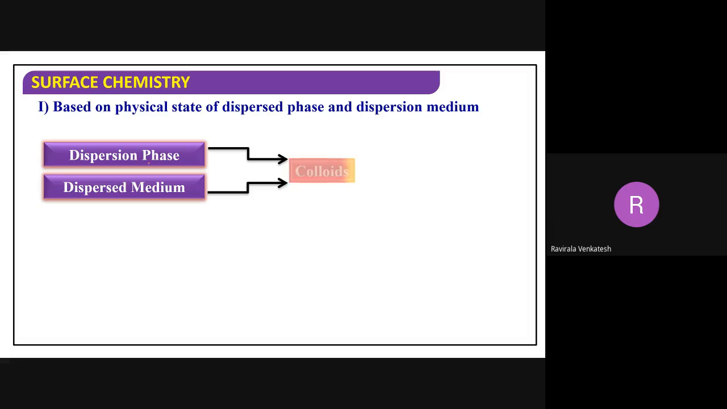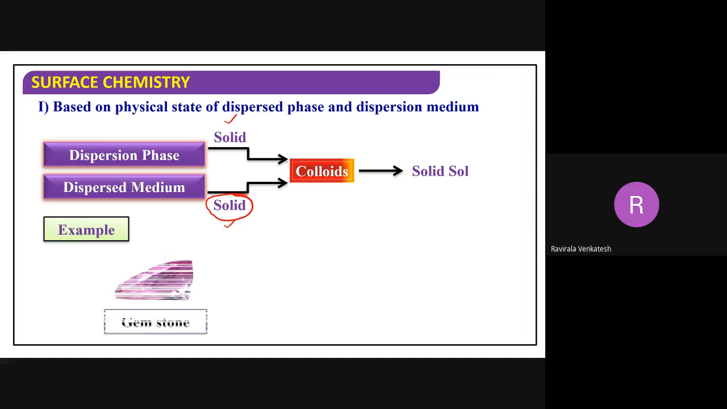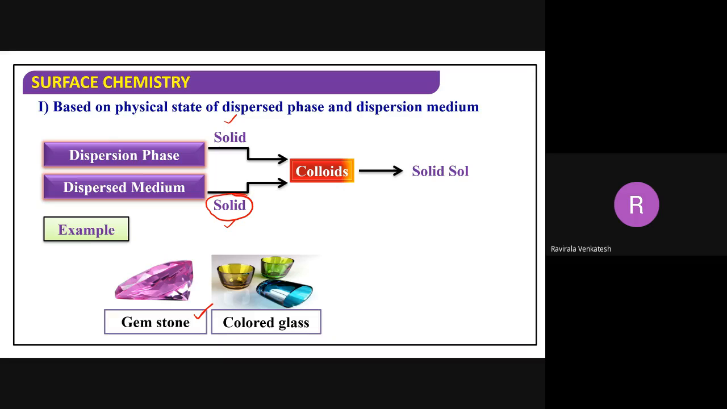Next, first of all, we'll see dispersion phase is solid and dispersion medium is also solid. In this case, what type of colloid can we call this one? Remember here, when you are calling solid sol, the dispersion medium should be solid. Let me take an example here, gemstones. These gemstones are the best example. This is a colloid actually. Gemstones come under colored glasses. Whatever colored glass you observe comes under this.